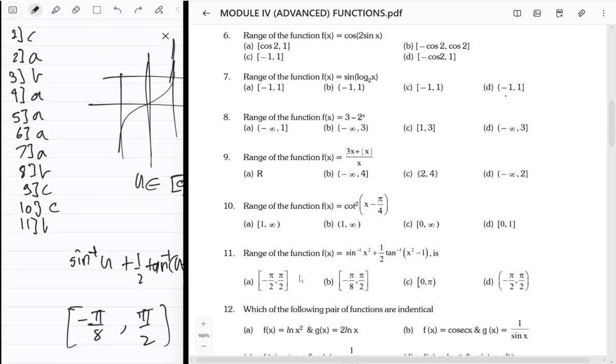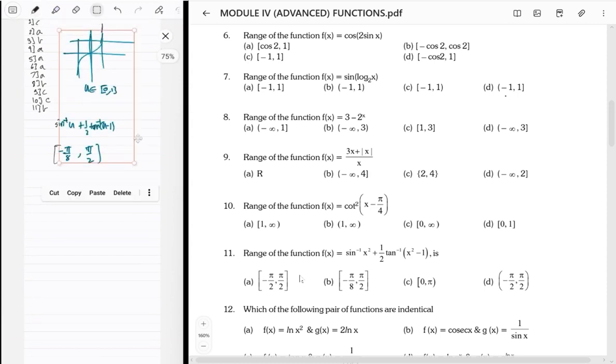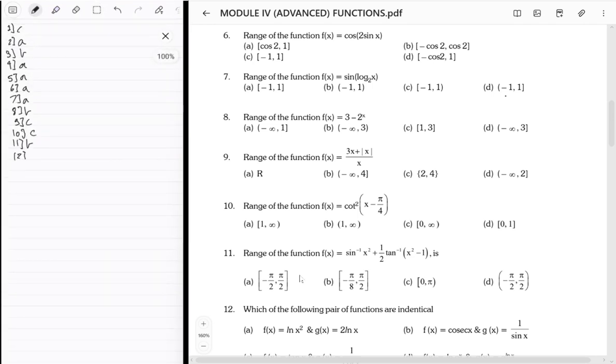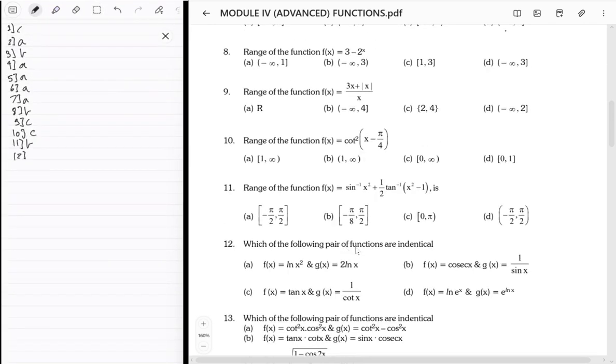Next, 12th. 12th is, which of the following functions are identical? Natural log of x square, and the thing is, this is defined for all real values actually. But this is not defined for all real values because it's only defined for positive real values. So no, these are not the same.